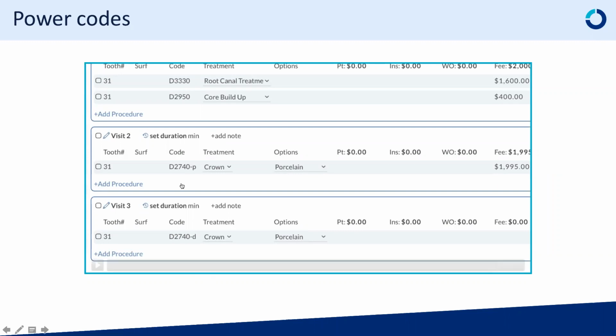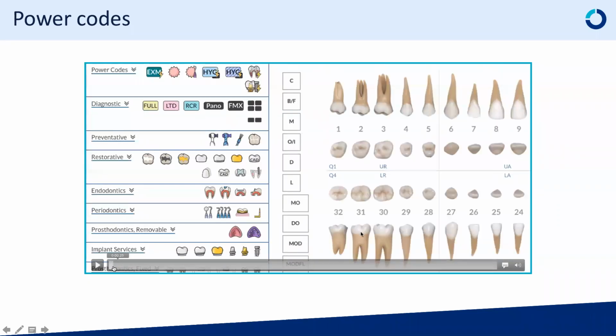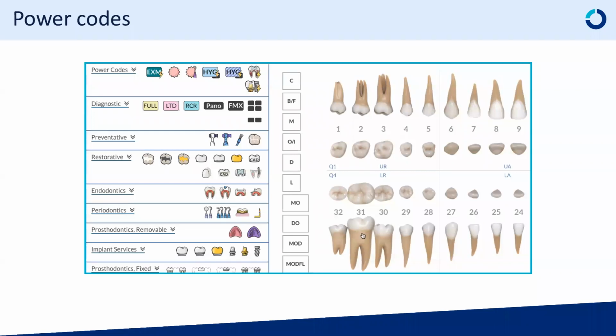Once you actually use the power codes that you see in here, you click on the tooth, and then click on any of the power codes that are fully customizable by the office. You can add as many as you want to. You can customize them to what you need in the office. You can hide things that you don't do, so you can have that treatment plan fully customized to the needs of the office. And you can do very complicated treatment using those power codes.